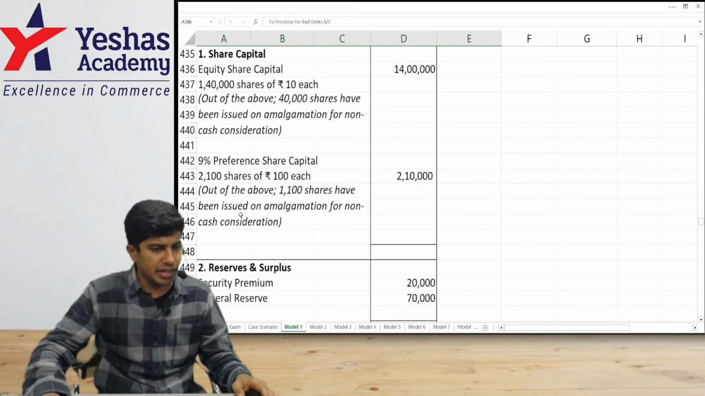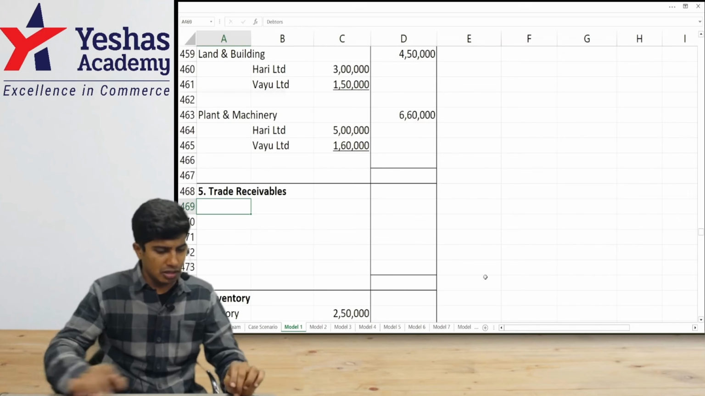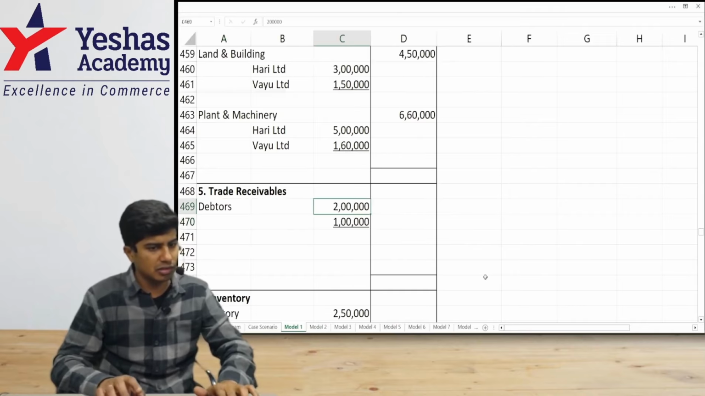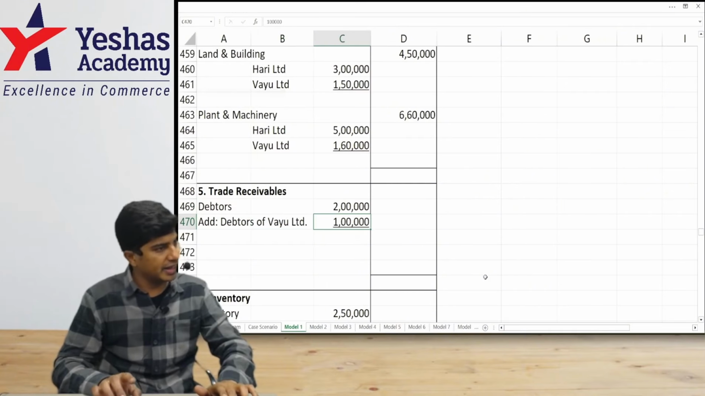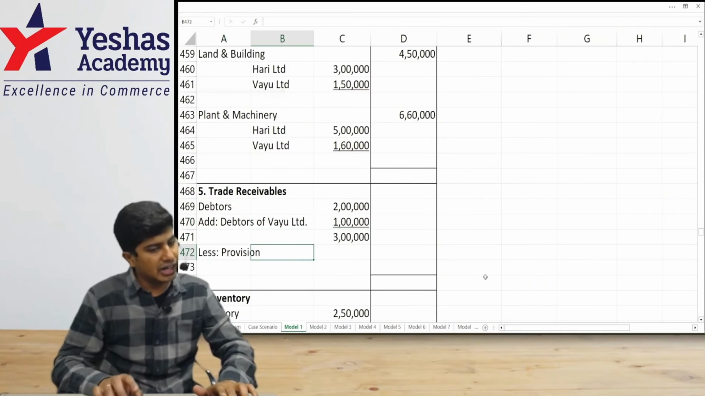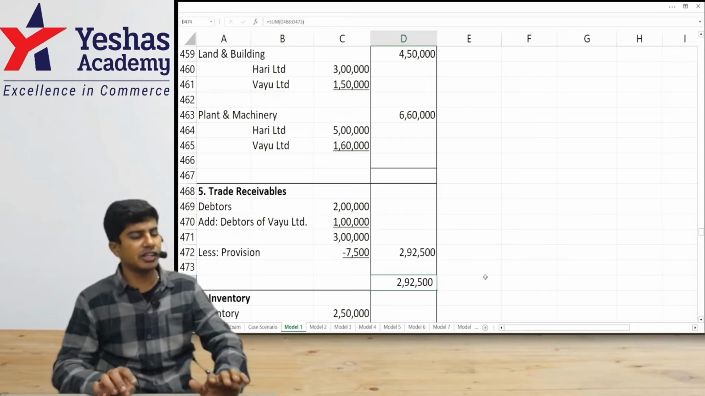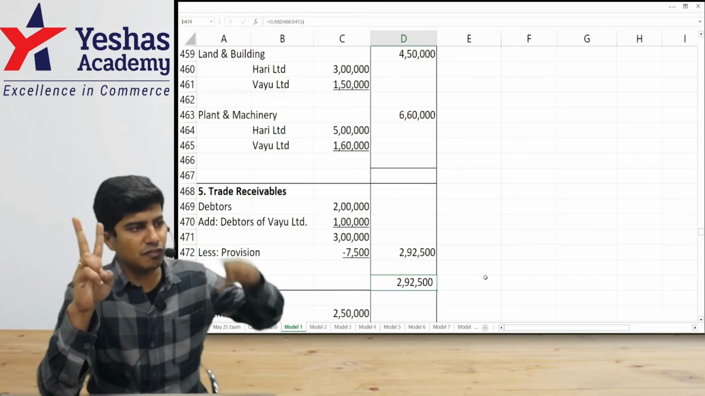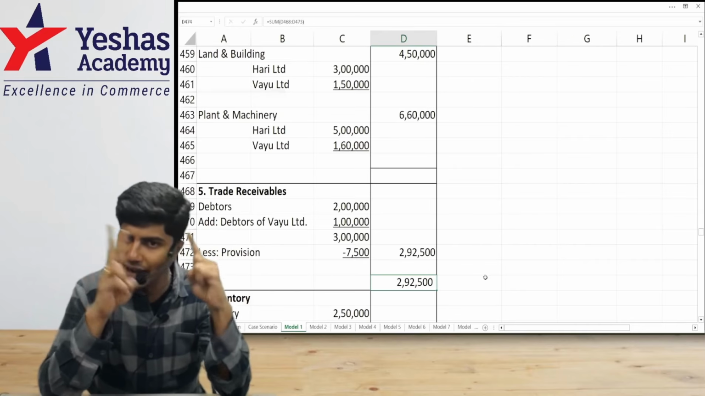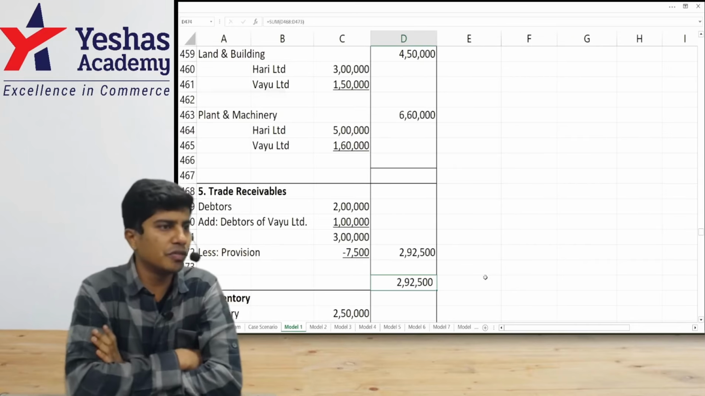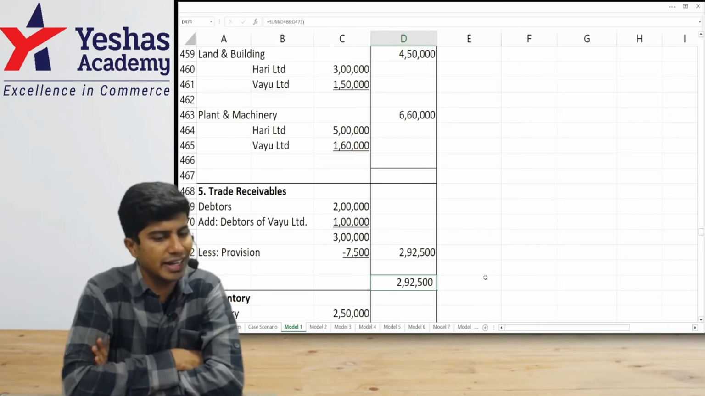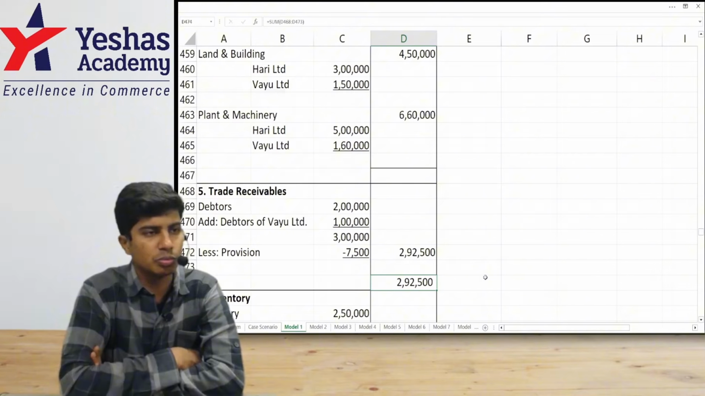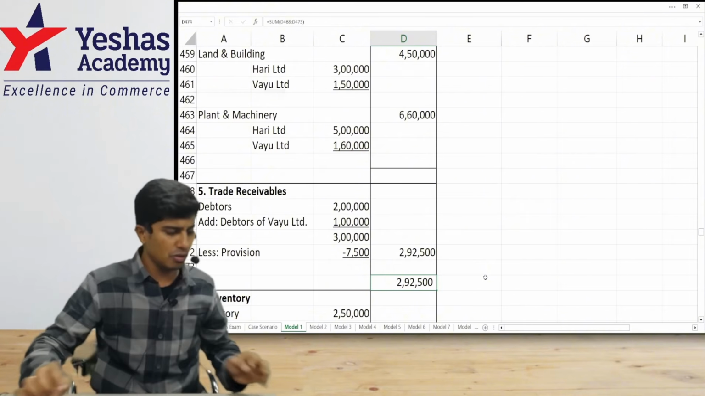So I would write their trade receivables taken over at 1 lakh. I will write my debtors for you. How much is my debtors? 2 lakh. I'll add their debtors 1 lakh. 3 lakh. Then provision is 7,500 and then make it 2,92,500. My debtors 2 lakh. Debtors of transferor 1 lakh taken over at 1 lakh, and then I'll remove provision of 7,500 to make it 92,500. Effectively 7,500 is deducted, making the total debtors 2,92,500.